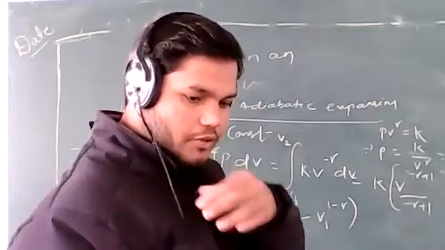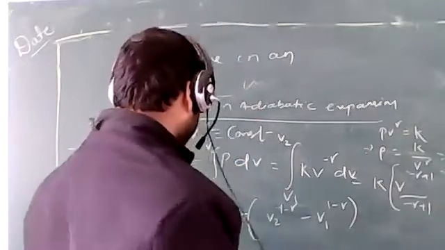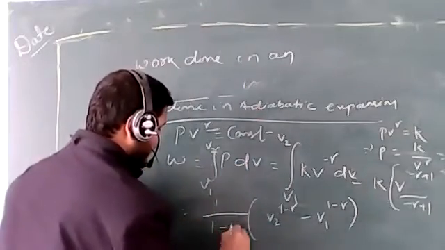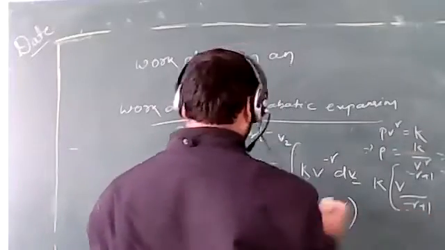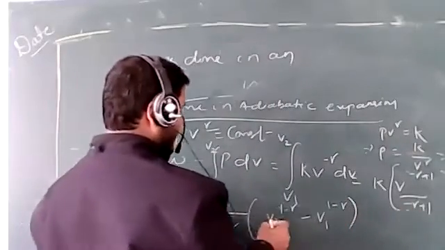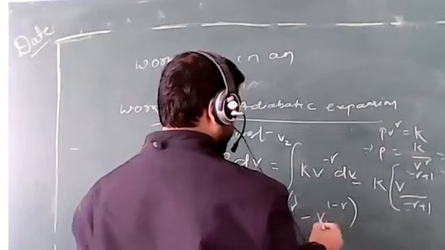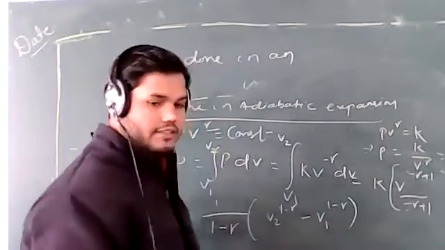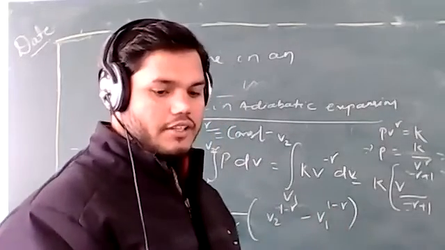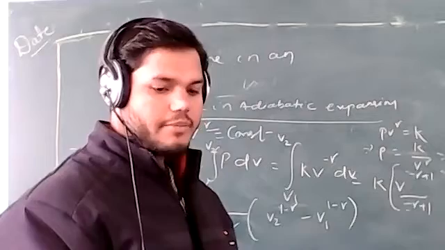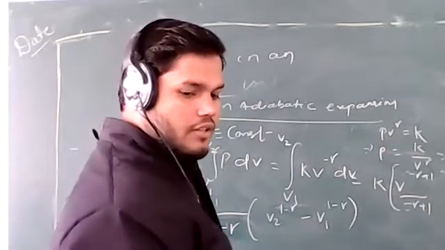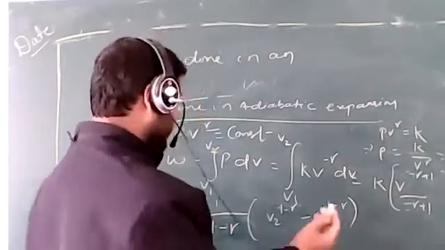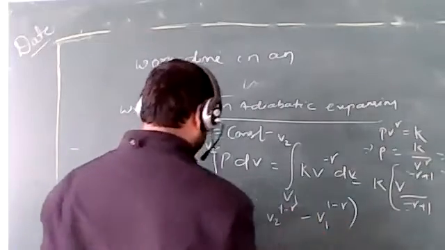So v2 to the power 1 minus gamma divided by 1 minus gamma, that can be written as v2 to the power 1 minus gamma minus v1 to the power 1 minus gamma, okay. And you already know one formula, that means in place of v2 we can write this formula also.